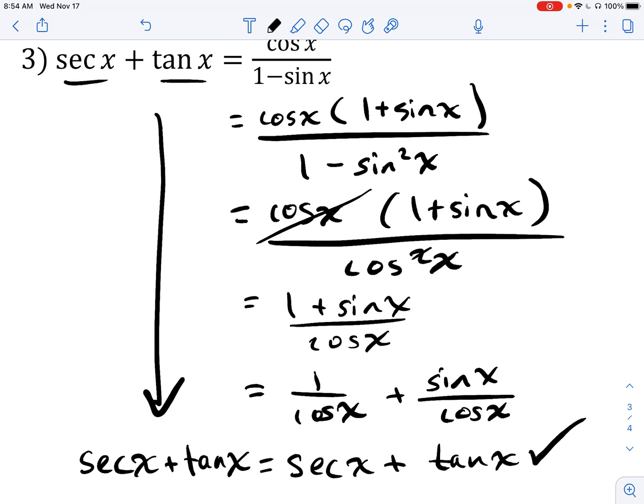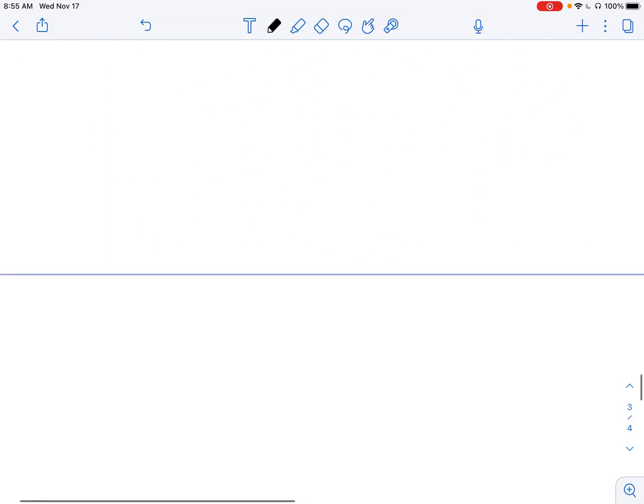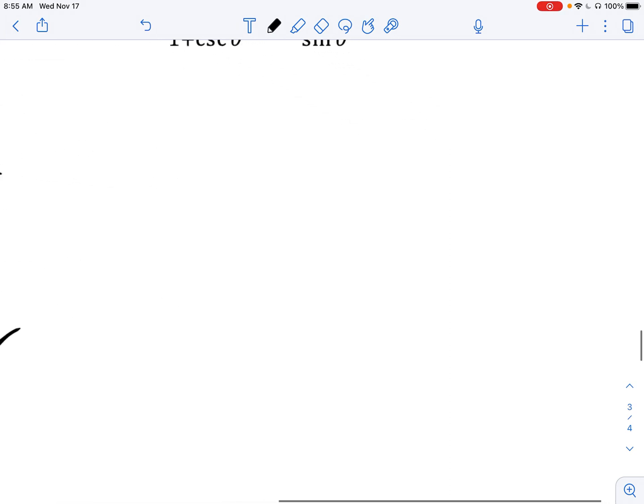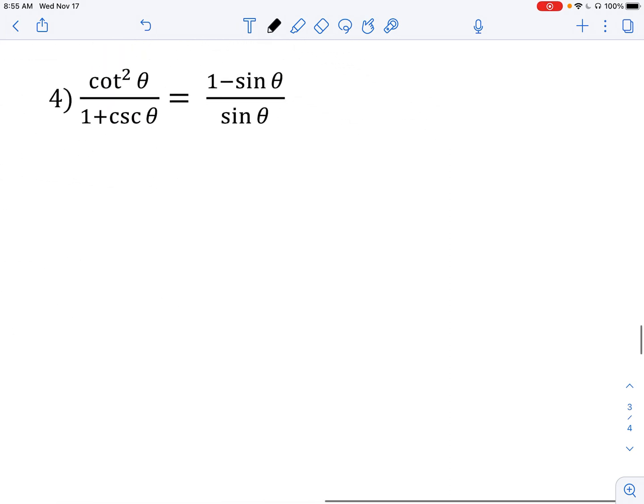Okay? All right. Let's do a little bit more verifying. Let's do this problem here. Okay, so for this one, we've got cotangent squared theta over 1 plus cosecant theta. And we want to show that it's equal to 1 minus sine theta over sine theta. Go ahead and pause the video and see if you can work this one out.